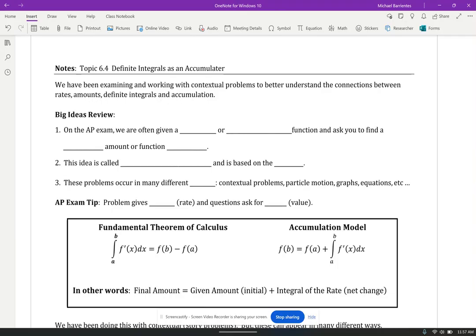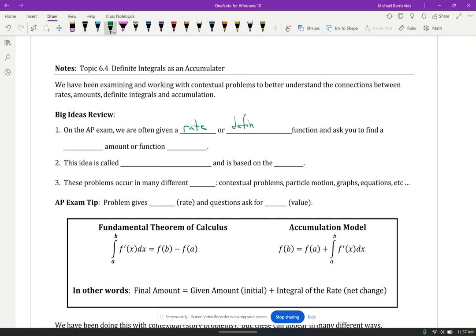practice. You're going to find that the AP exam often gives a rate or a definite integral function and asks you to find the total amount or a function value. So whenever they give you a rate and they want you to find the total amount, whenever they give you a rate and they want you to find a function value, that should be a clue to us that we need to take a definite integral.